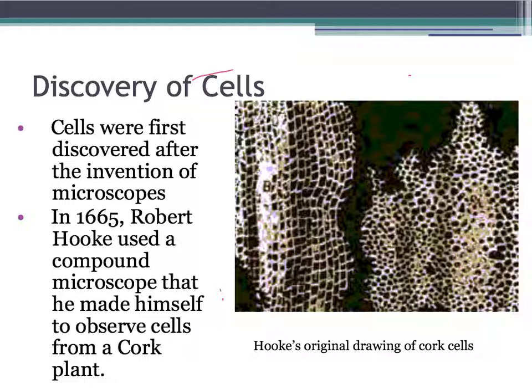Well, Robert Hooke used a compound microscope and took a very thin slice of cork cells, put it under the microscope, and he observed all these small little chambers, these empty chambers in there. And it made him think of the cells in a monastery, and so that's why he called them cells. So this was his original drawing.